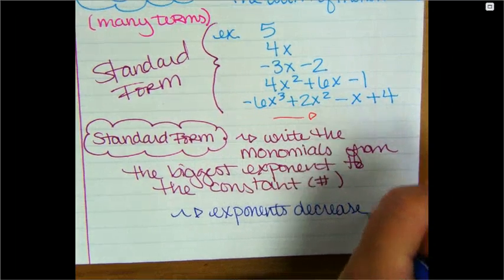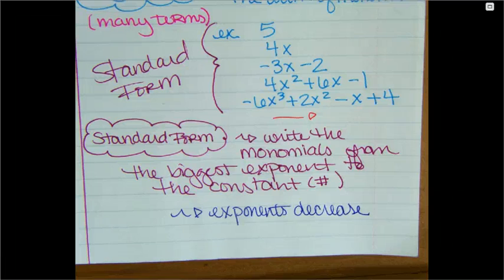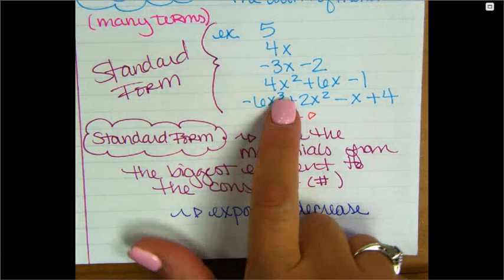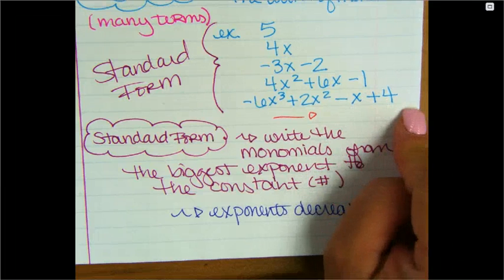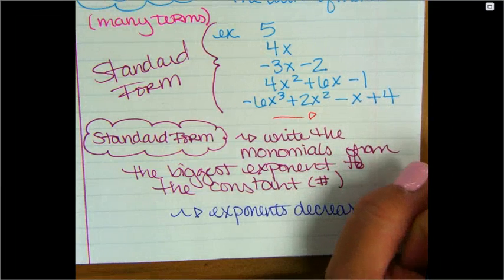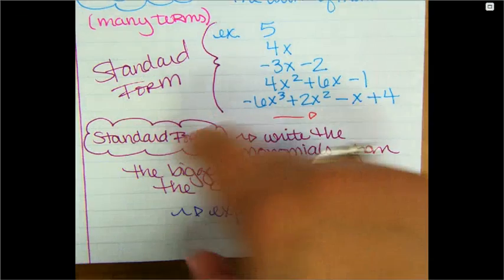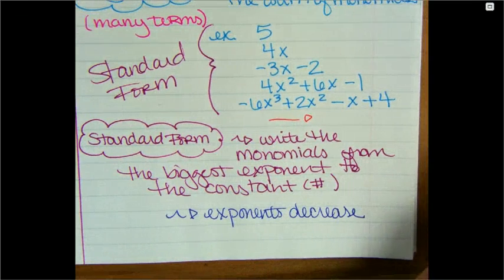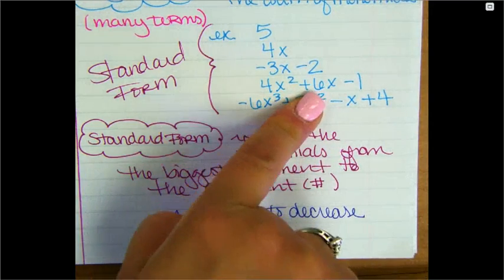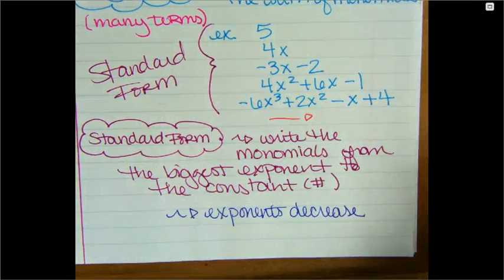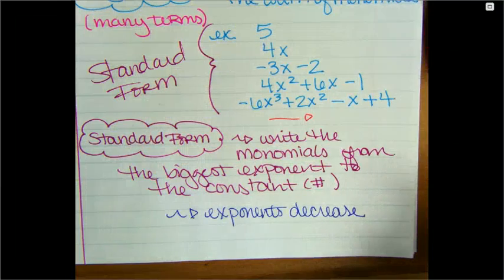So I'm about to turn the page. Your exponents decrease. From here, we went from 3 to 2 to 1 to the constant. You have to be in order from biggest exponent down to no exponent, which is the constant. You might not have an x squared. You might just have this. That's fine, but it still needs to go from the biggest exponent down to the smallest. Okay?